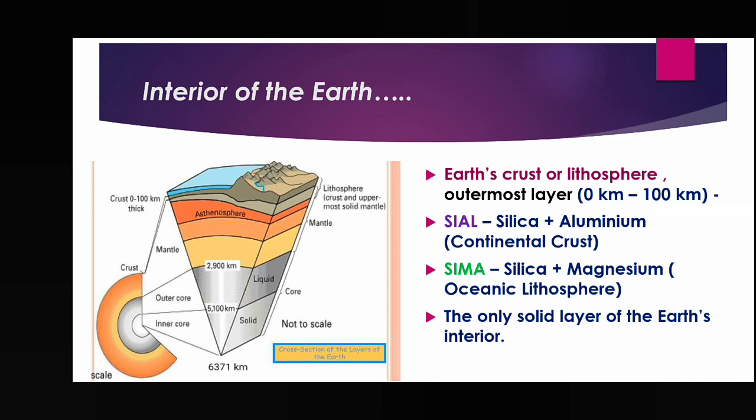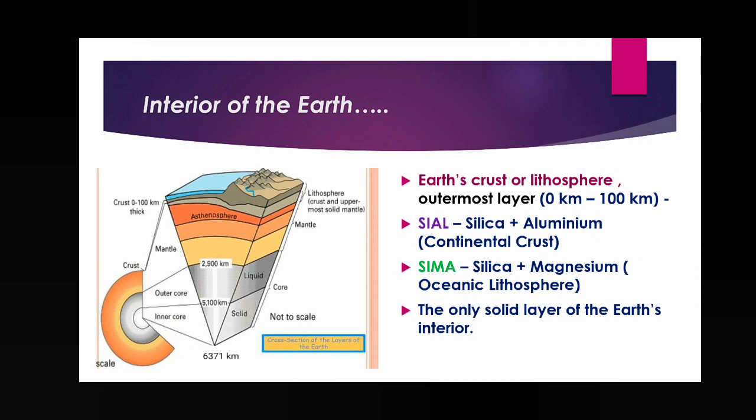Who are they? According to the composition, the first is called Sial. Sial means silica plus aluminium. Silica Si, aluminium Al, is equal to Sial. It is also called continental crust. Why is it called continental crust? Because the Sial helps in the formation of continents. That's why it is also called continental crust.